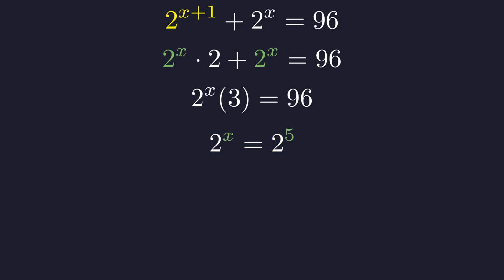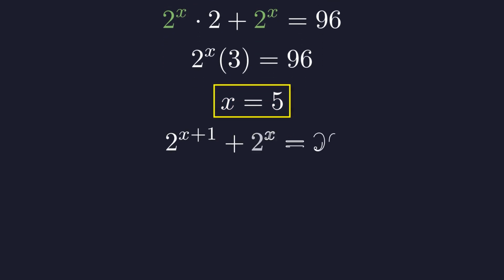Same base on both sides means the exponents have to be equal. So x is 5. Let's double-check that. Let's plug 5 back in. We get 2 to the 6th plus 2 to the 5th. That's 64 plus 32, which gives us 96. Perfect. It works.